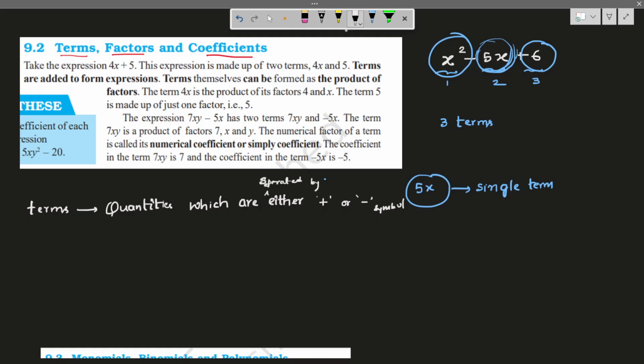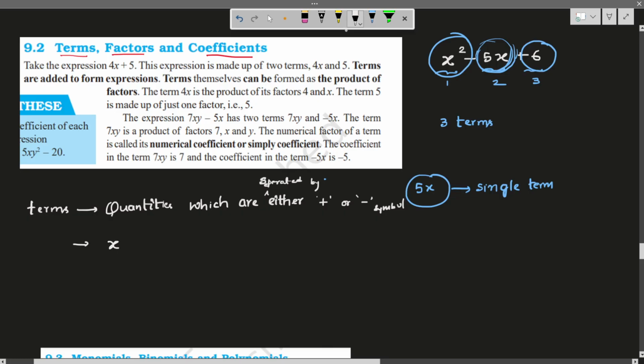For example, if an expression is given like this, there is no plus symbol, so that means it has only one term. And a quantity having only one term can also be called a monomial.